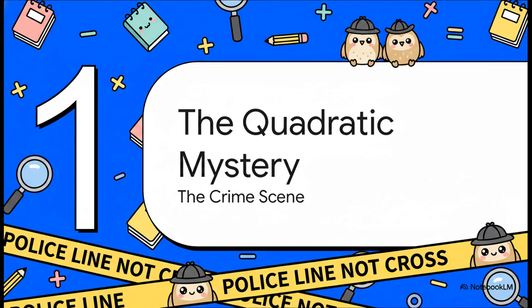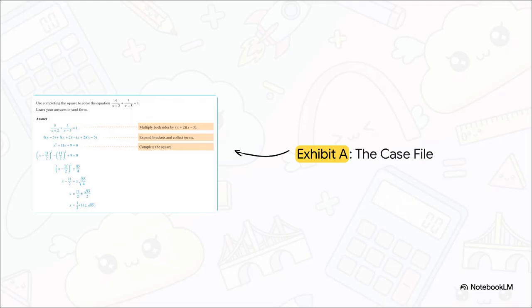Section 1. The Quadratic Mystery. Inspecting the crime scene. Okay, let's dive into this. Every good investigation starts right at the beginning, right? Let's put on our detective hats, duck under the yellow police tape, and check this out. Exhibit A. We have a highly suspicious equation.